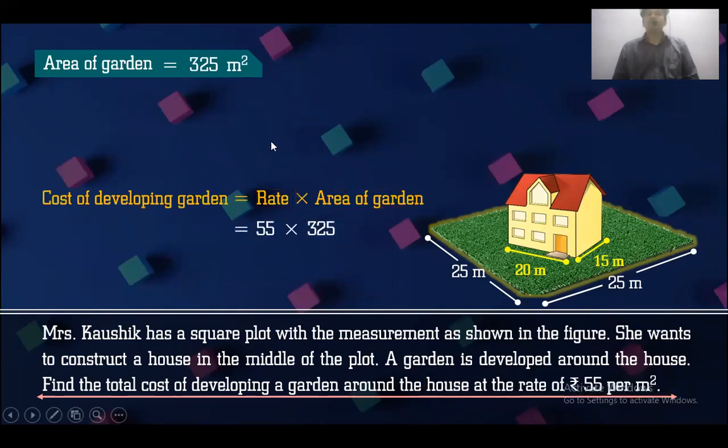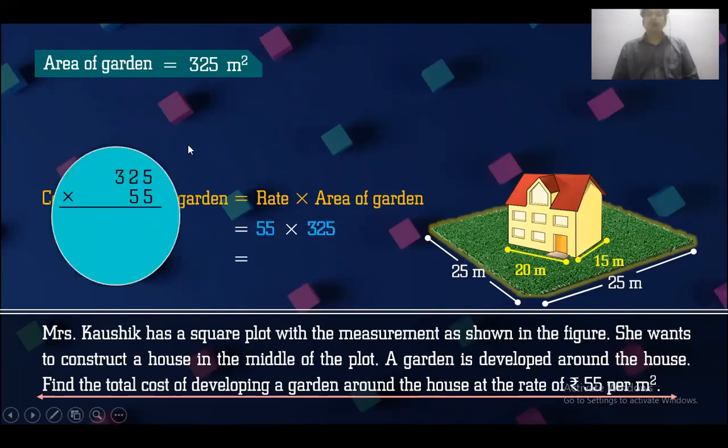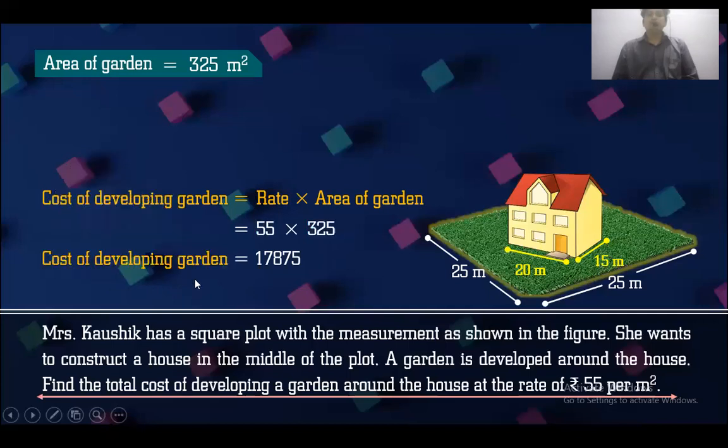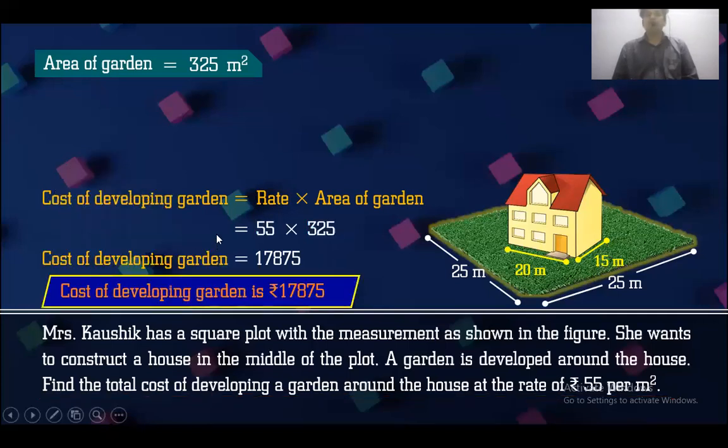Just doing this calculation, you have to do it separately. So you know how to do it. You'll first multiply by 5 to each term, and you'll get this as the answer. Again multiplying by 5, just putting a 0 here, and you will copy the same number here, and now you will add it. So the total cost comes out to be 17,875 rupees. So your final answer is the cost of developing a garden is rupees 17,875. Is it okay?